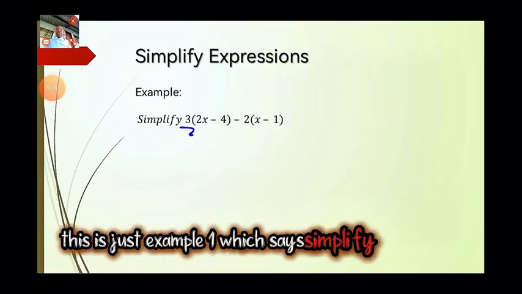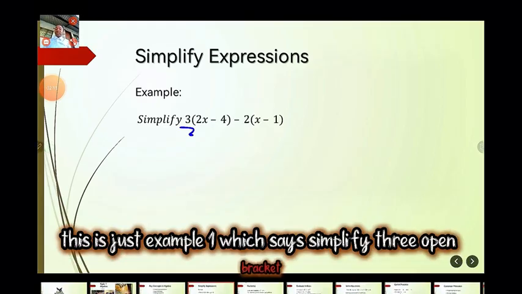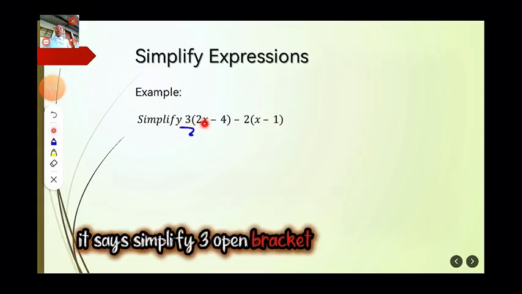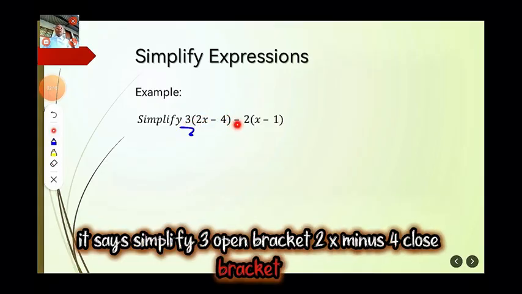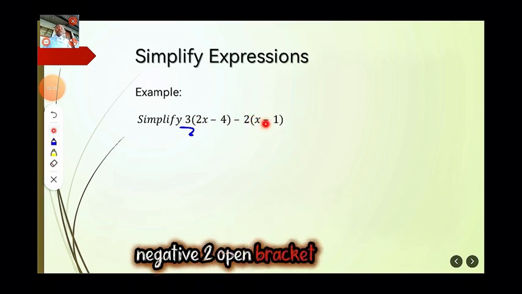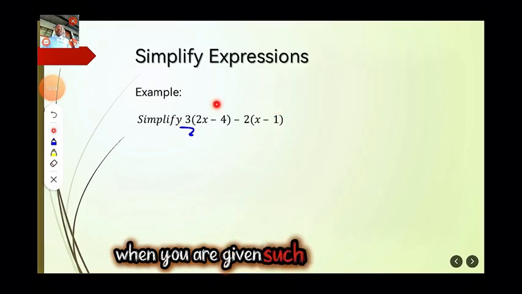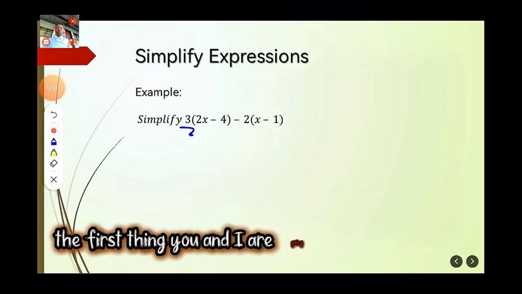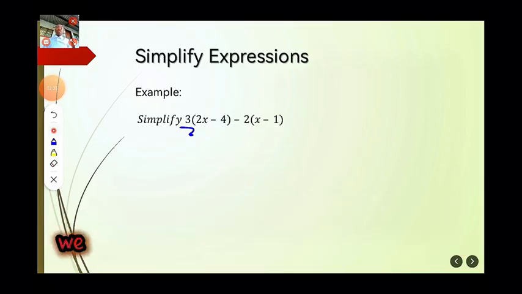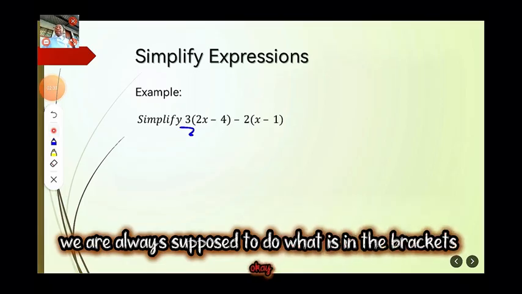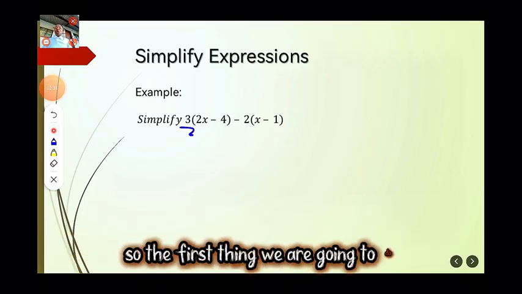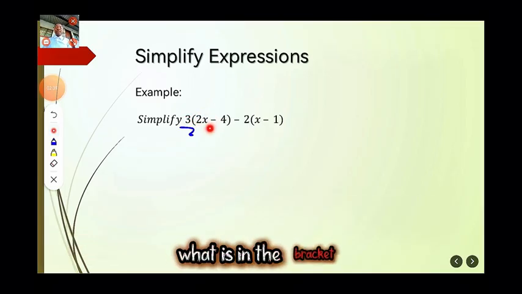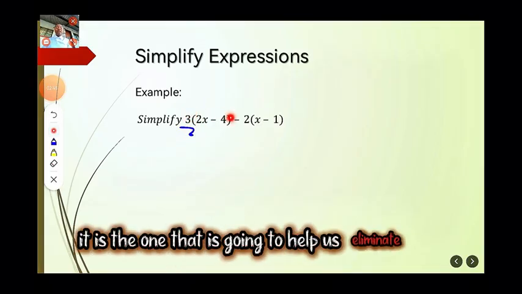We say simplify 3, open brackets, 2x minus 4, close brackets, negative 2, open brackets, x minus 1. When you are given such an expression, this is simplifying what? Expressions. The first thing you and I are going to do is to eliminate the brackets. We're always supposed to do what is in the brackets, okay? So, the first thing we're going to do, we're going to multiply the number that is next to the bracket. It is the one that is going to help us eliminate the brackets.